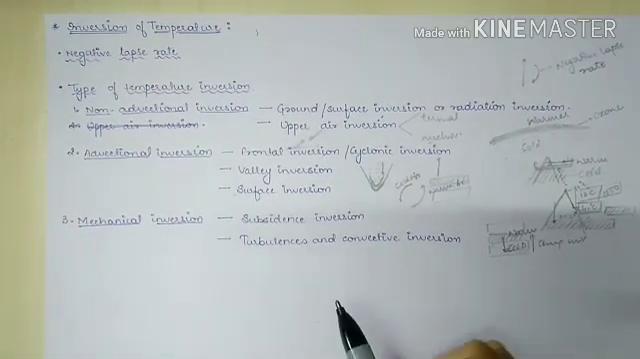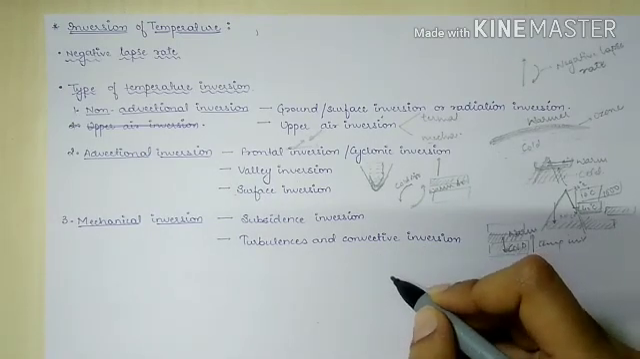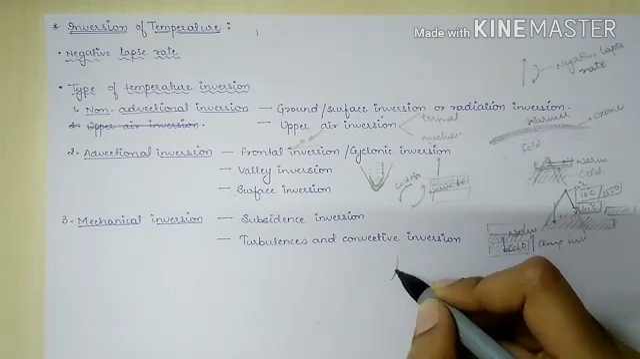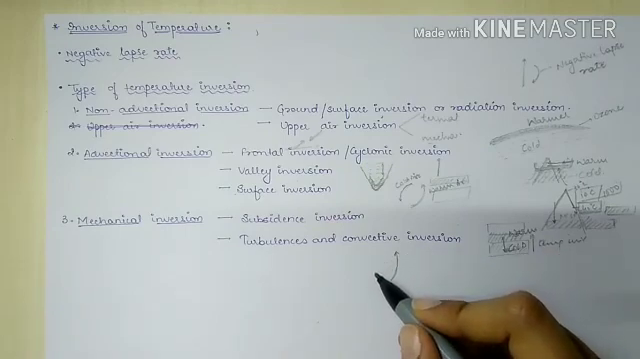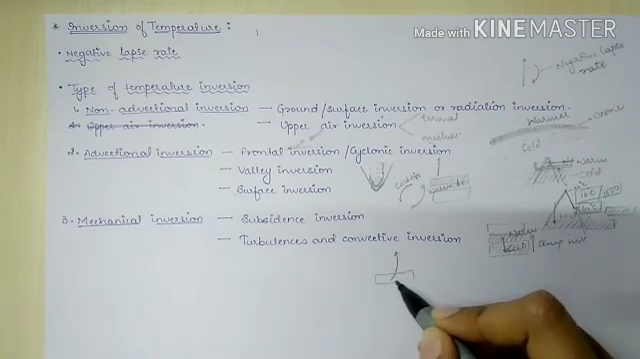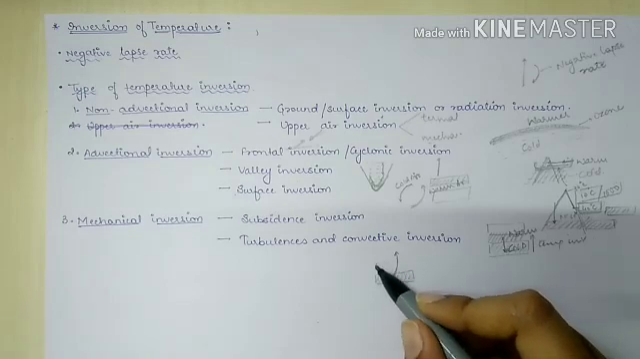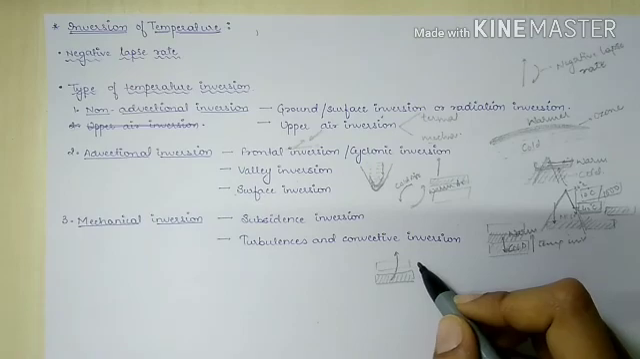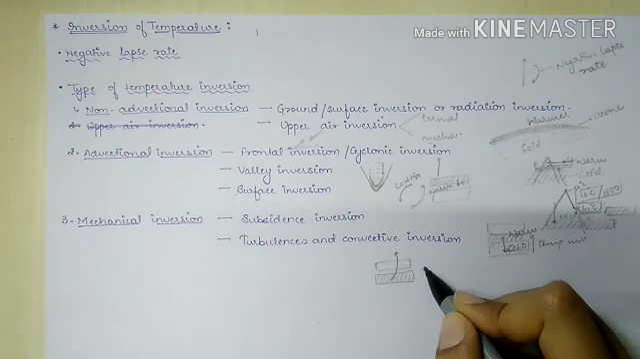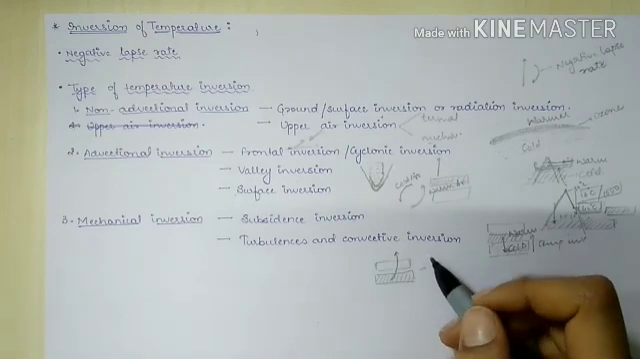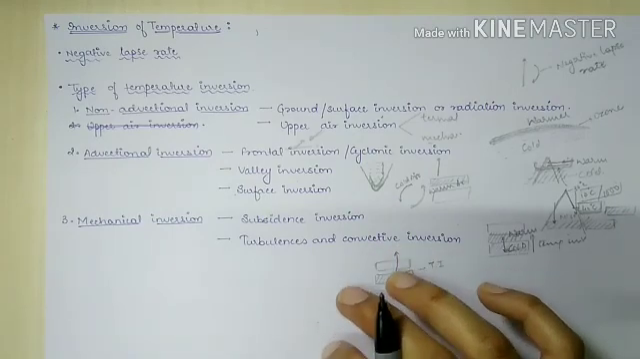Now in convective inversion, as we have done in convection, the warm air being lighter will ascend upwards, and hence the air which is colder will come down. The cold air will be laying below the warm air, which will make a negative lapse rate, or which will invert the normal lapse rate, and hence the temperature inversion will be caused here. So this was all about inversion of temperature.